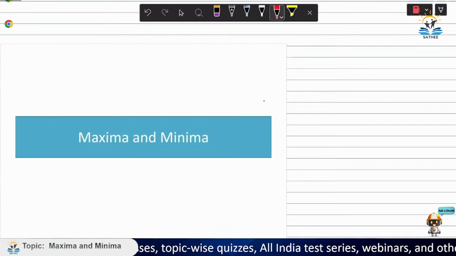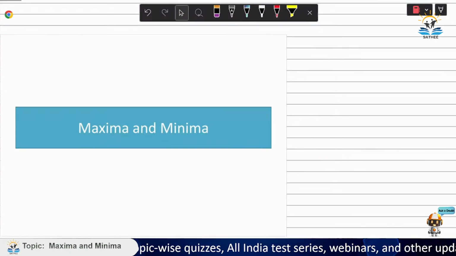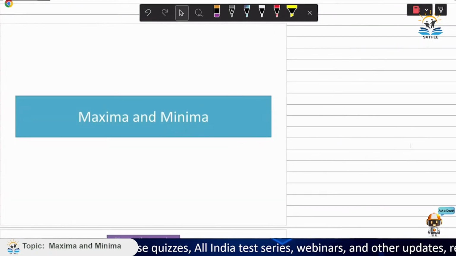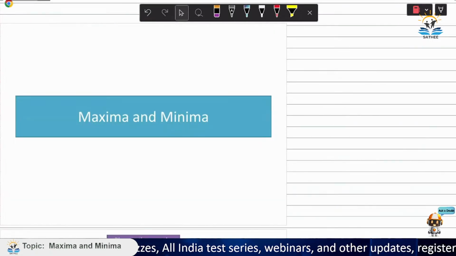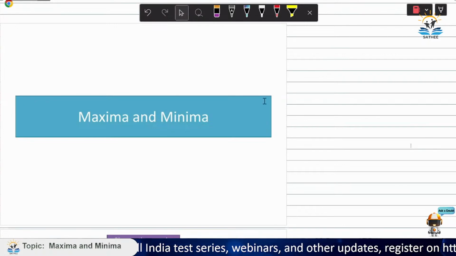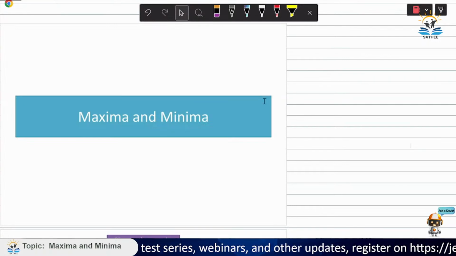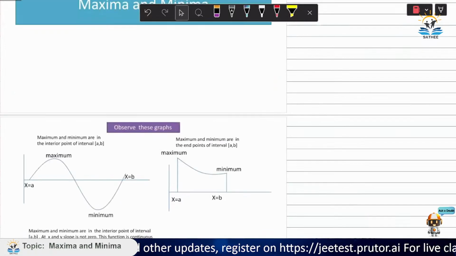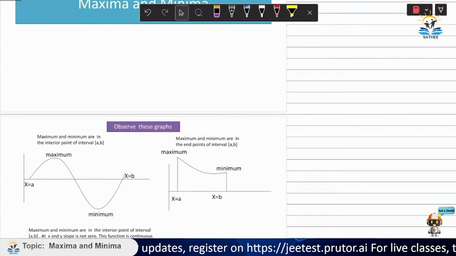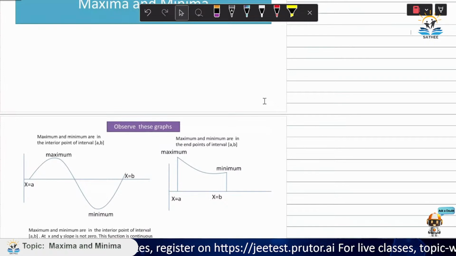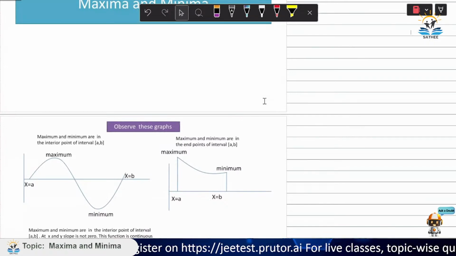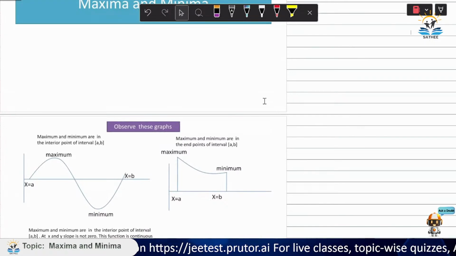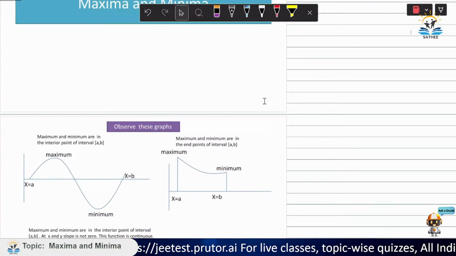This is Samarth, and as you are aware, we'll be continuing our discussion over differentiation and its application. The major part of differentiation is taken up by maxima and minima. So we'll see what maxima and minima is. Though we did study maxima and minima in our previous classes, we'll discuss them in detail from now. So what we have here is maxima and minima are the interior points of the interval A and B.